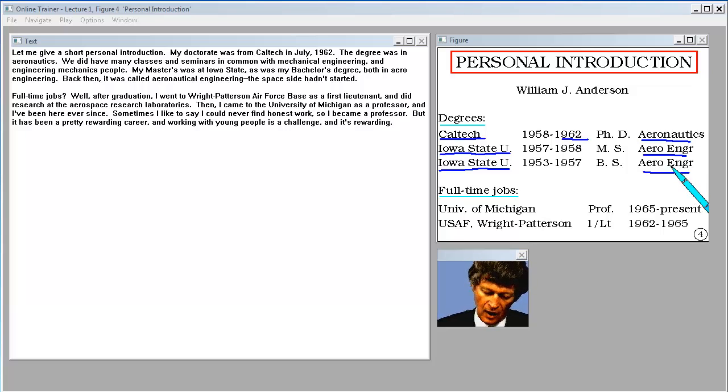Full-time jobs, well, after graduation I went to Wright-Patterson Air Force Base as a first lieutenant and did research at the Aerospace Research Laboratories. Then I came to the University of Michigan as a professor, and I've been here ever since. Sometimes I like to say I could never find honest work, so I became a professor. But it has been a pretty rewarding career, and working with young people is a challenge, and it's rewarding.